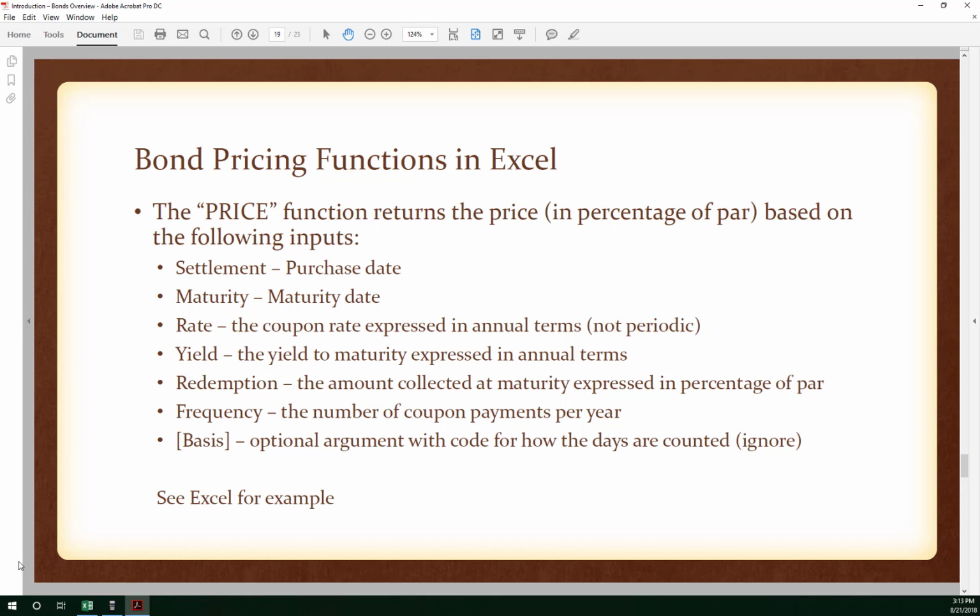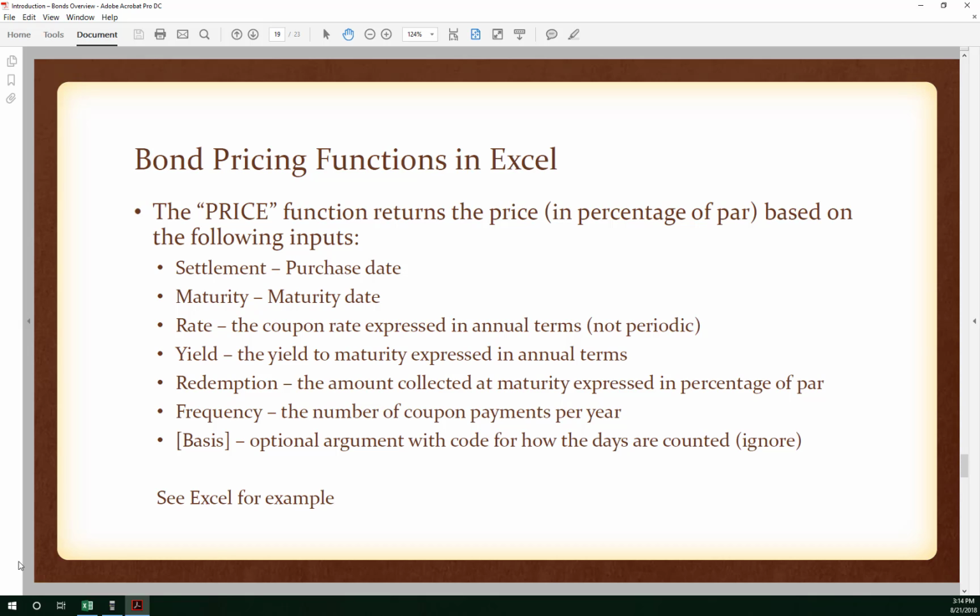And I want to look at some bond pricing functions. In Excel, there's a couple of important ones. The price and the yield function, we'll take a look at each of those in turn. So first, the price function, it returns the price, and this is an important distinction about this particular function. It's expressed in percentage of par. So be really careful whenever you're doing your inputs and interpreting your results. So it's the percentage of par based on the following inputs.